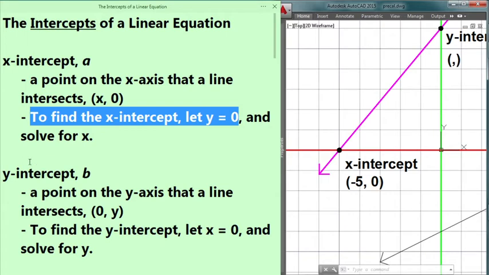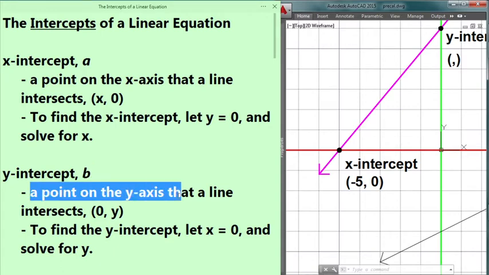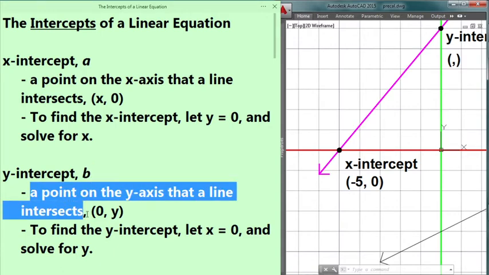Okay, for y-intercept naman, ito. So, sa y-intercept, syempre, gagamit tayo ng b, italics na b. So, it is a point on the y-axis naman that a line intersects. So, ang format niya naman ay (0, y). So, tingnan natin.